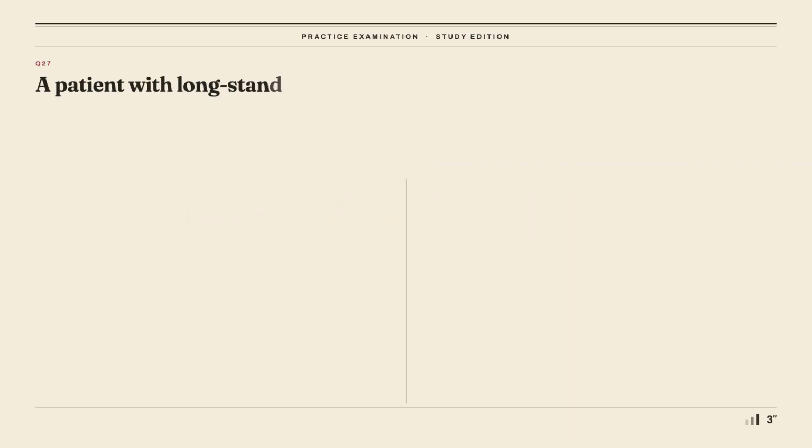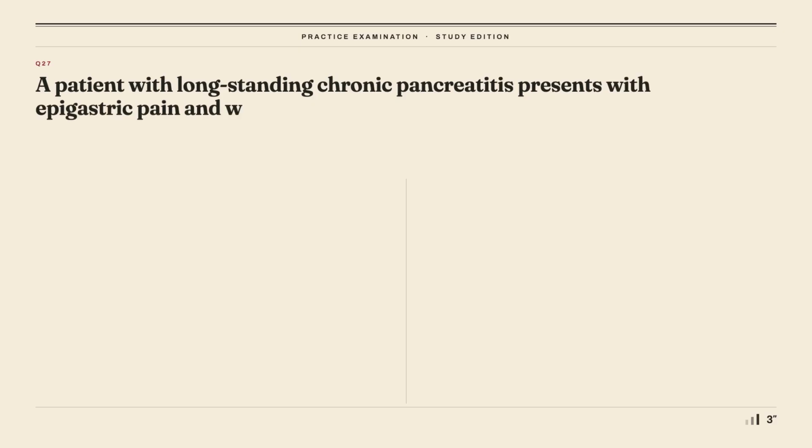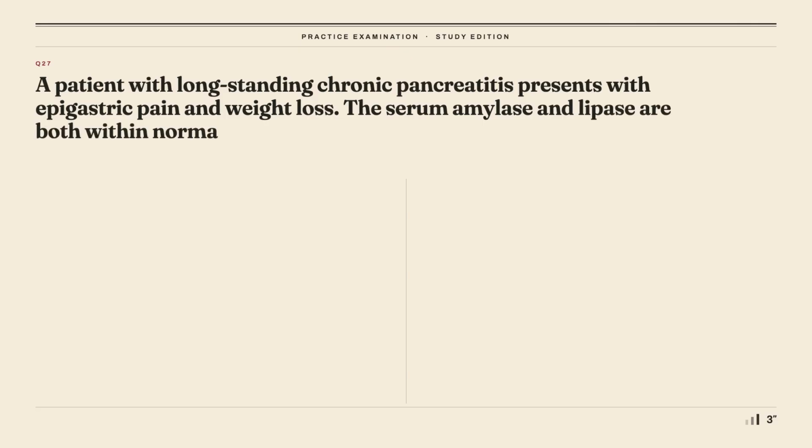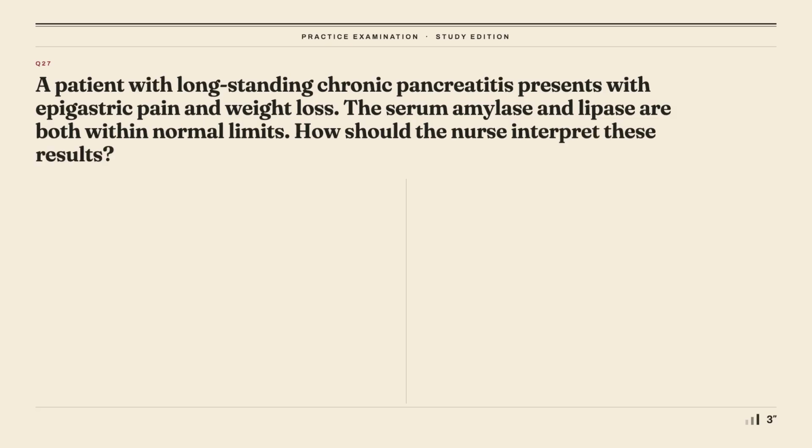Question 27. A patient with long-standing chronic pancreatitis presents with epigastric pain and weight loss. The serum amylase and lipase are both within normal limits. How should the nurse interpret these results?